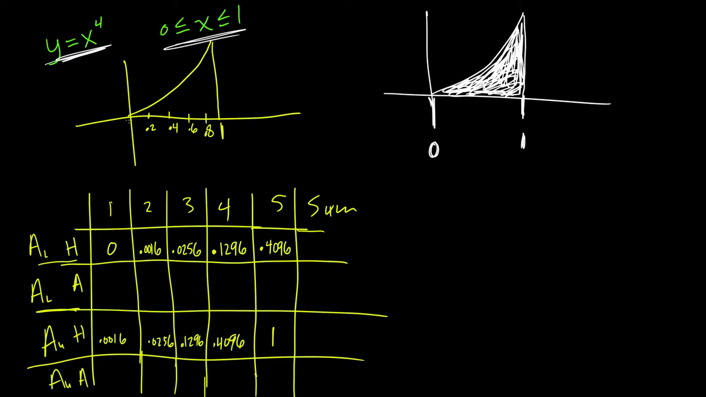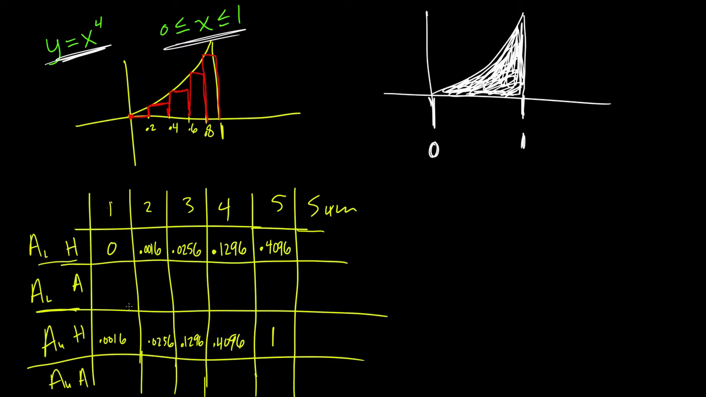So what you do is you split 0 to 1 into 5 equal parts: 0.2, 0.4, 0.6, 0.8, and then up to 1. For my lower rectangles, I plug in 0 to x to the fourth and get 0. Then I plug in 0.2 to get the height of that one, and I get 0.0016. Then I plug in 0.4, then 0.6, then 0.8, and I get all of those heights.